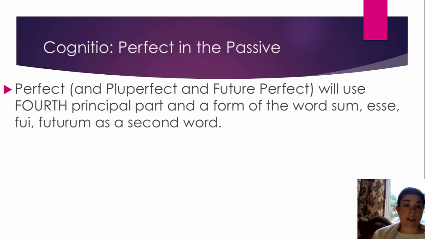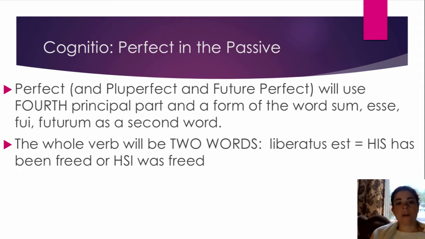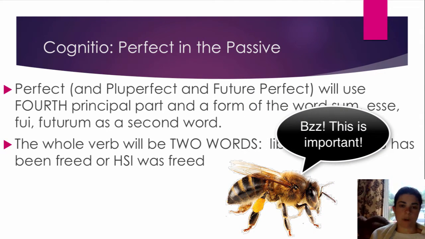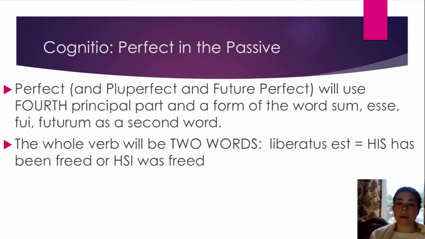So, perfect, as well as pluperfect and future perfect, are going to use the fourth principal part. Yes, that's right, we finally get to use the fourth principal part. And it's also going to use a form of the word sum, esse, fui, futurus, which will appear as a second word. So that's right, two words this time. The whole verb, two words. For example, we saw this already in the last vocabulary slideshow: liberatus est, he, she, or it has been freed, or he, she, it was freed. This is an example of what it will look like.